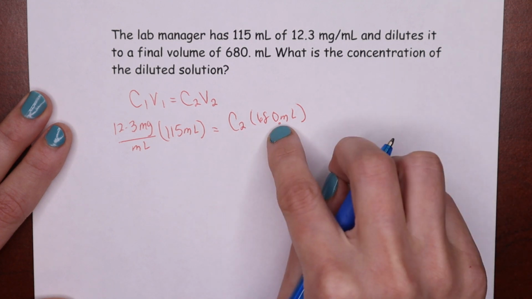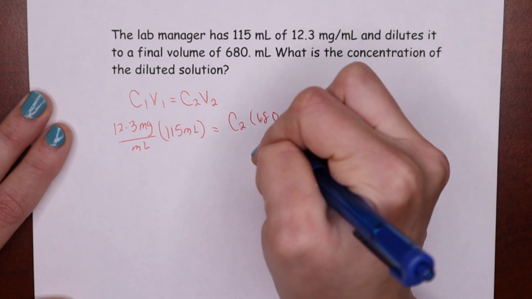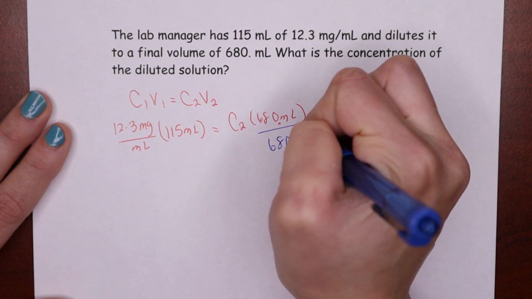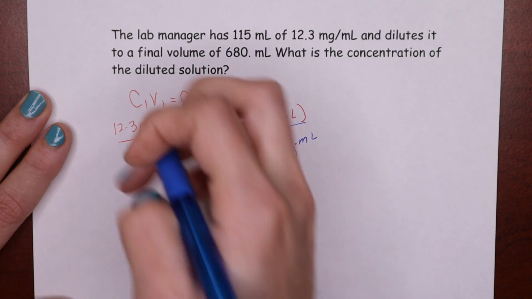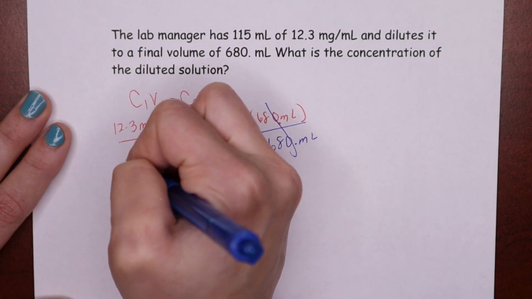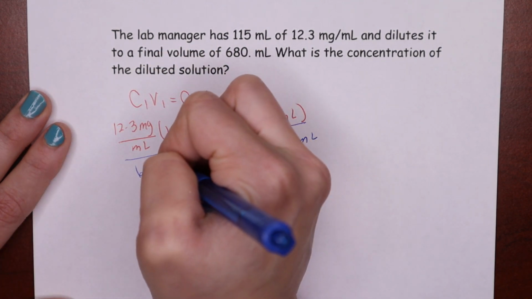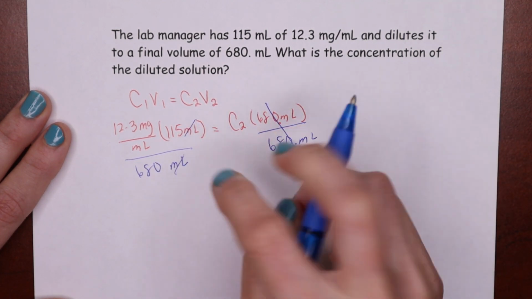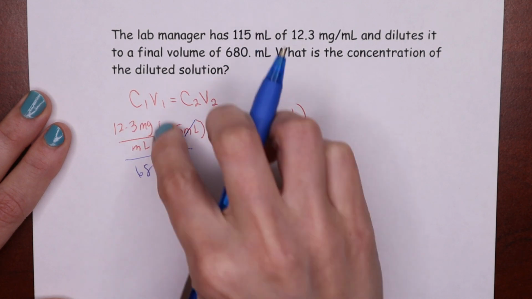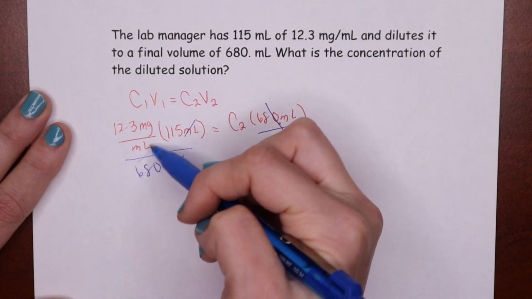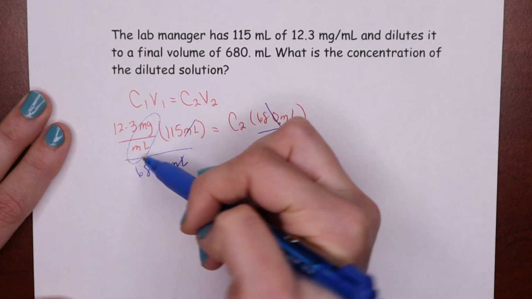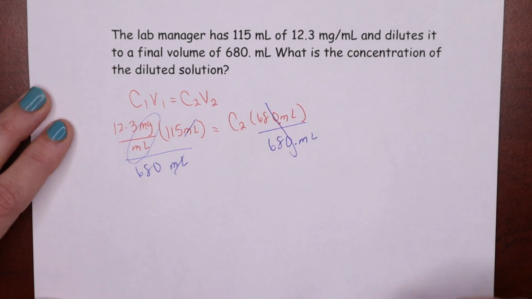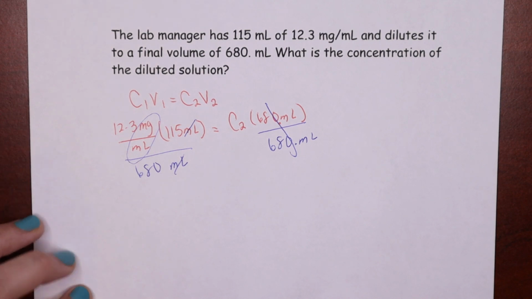We are multiplying right here 680, so in order to get rid of that, I'm going to go ahead and divide. Whatever I do on this side, I have to do on this side. 680 milliliters. This is going to get rid of my milliliters here, and I'm going to be able to end up with these units for my concentration. So now you're going to go ahead and plug this into your calculator.